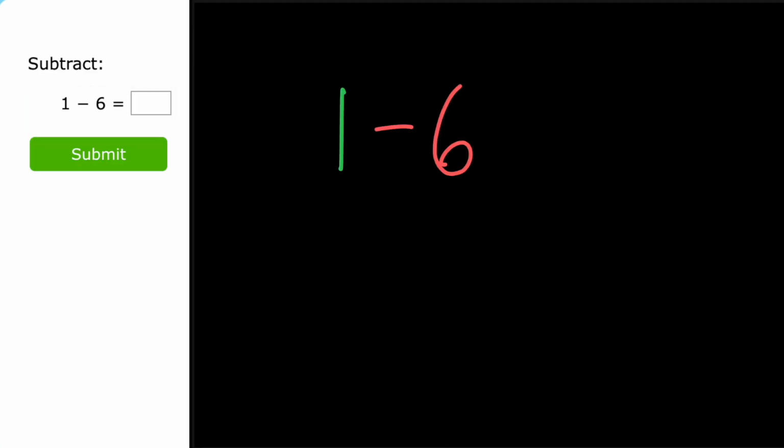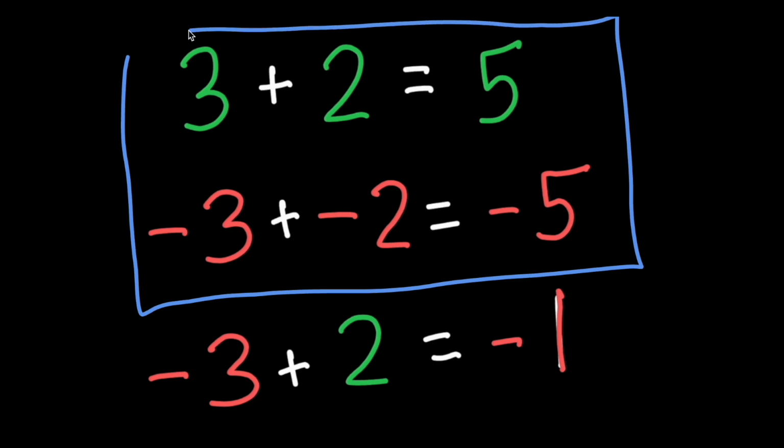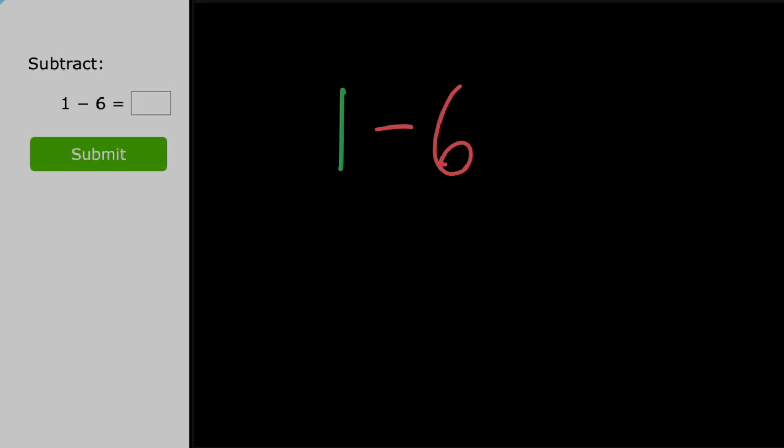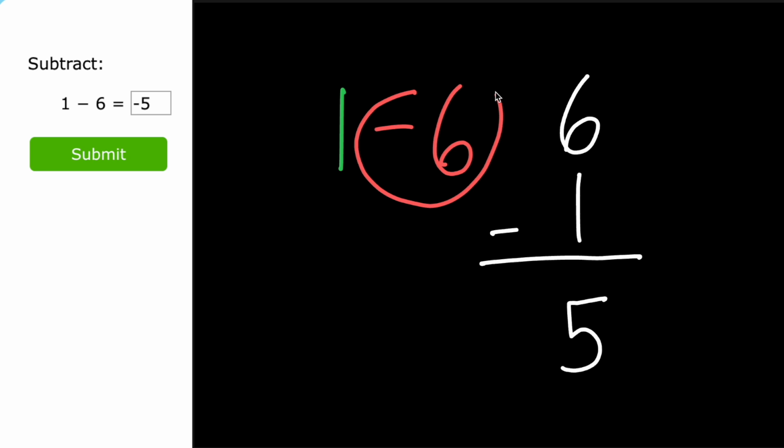Now let's look at the questions where we actually have to solve. And keep in mind from before that if the two integers have the same sign, we have to find the sum, and if they have different signs, we have to find the difference. So in this first example, we have a positive and a negative, so we have to find the difference. 6 minus 1 is 5. And since the larger number was negative, our answer is negative 5.